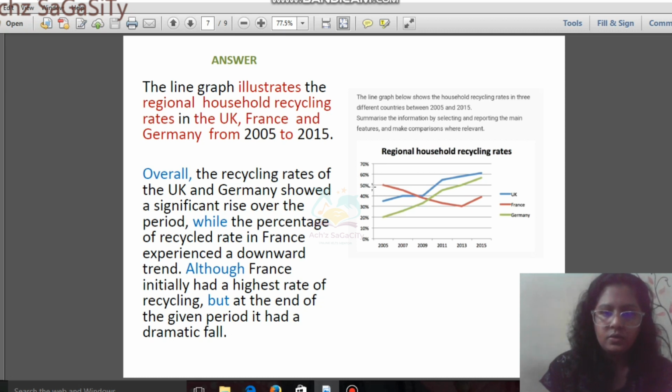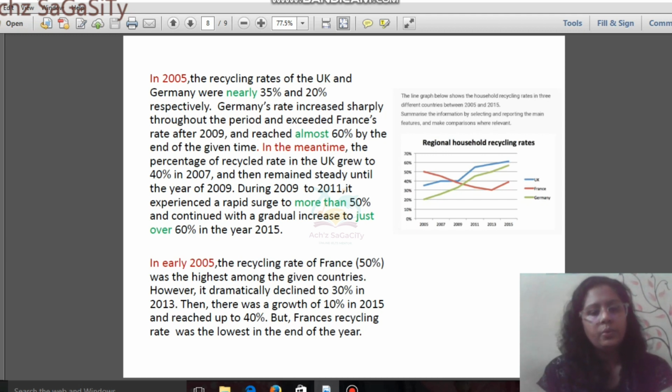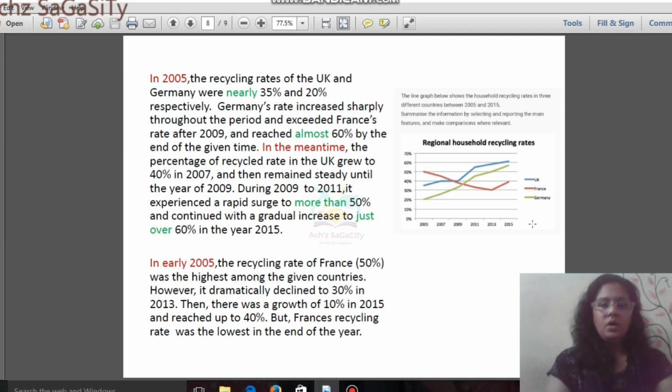Okay, now we'll see the body paragraphs. So body paragraphs you can divide based on any particular parameter. If you want to divide based on the years, you can write, but here you can see many years. So it's better to use other parameters like the countries. Three different countries are here, so we can write three different body paragraphs. So you can use this parameter. But more than that, if you divide based on the trends, that will be more impressive, right? So here you can see two different countries show the same trend.